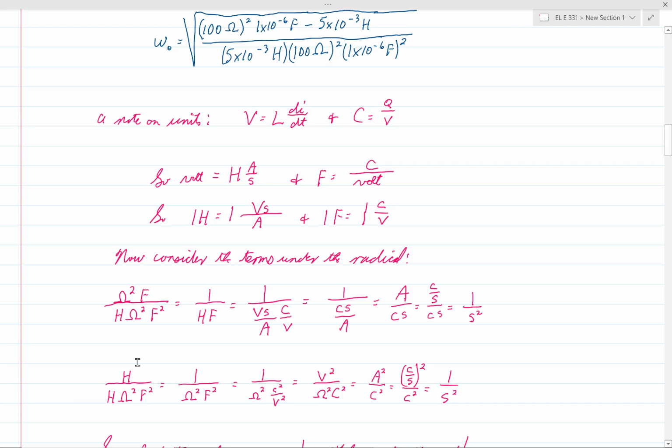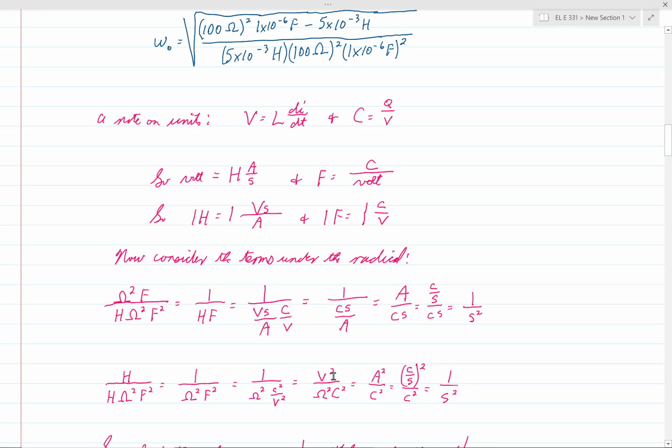Well, the Henry in the top and bottom will cancel, and we're left with 1 over ohm squared farad squared. But as we set up here, a farad is a coulomb per volt. So that's ohm squared times coulomb squared over volt squared. We can take the volt squared to the top and have volt squared over ohm squared coulomb squared. Now a volt, from the equation V equals IR, we know that a volt is the same thing as an ampere ohm. So volt squared is ampere squared ohm squared.